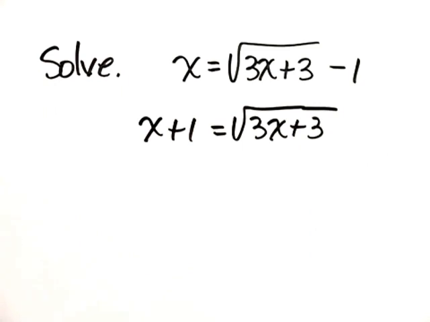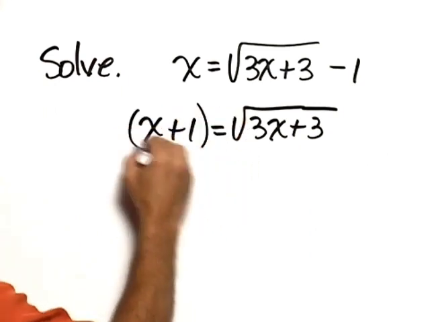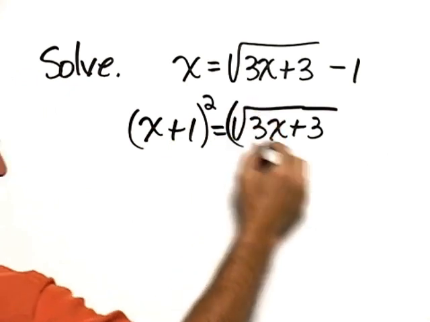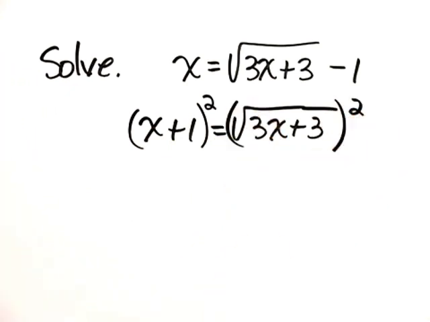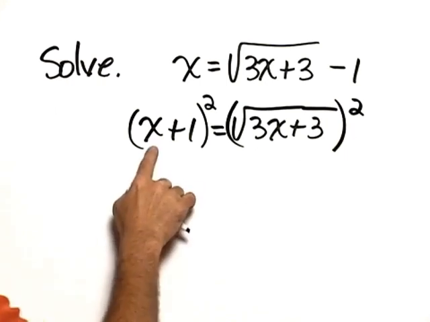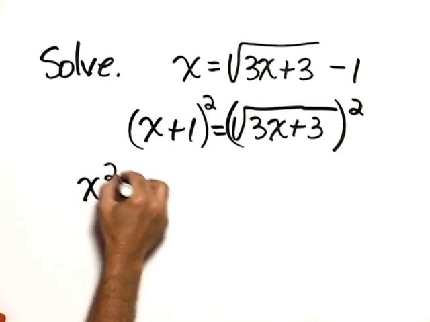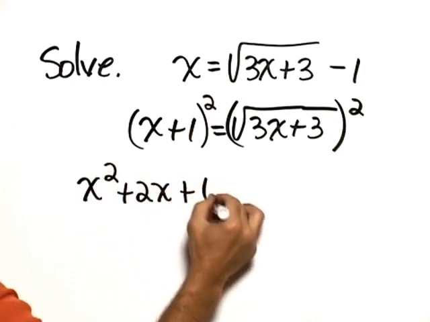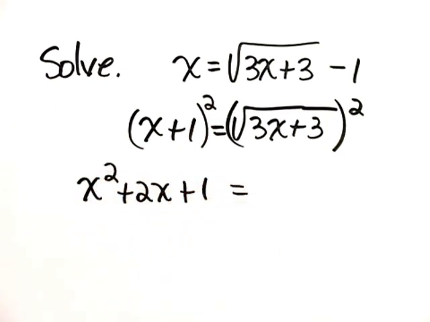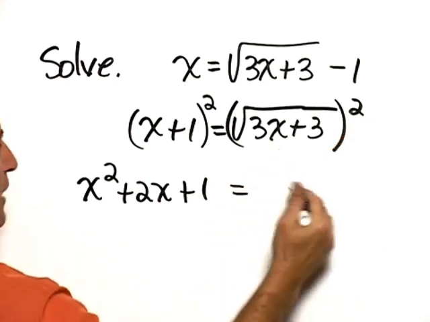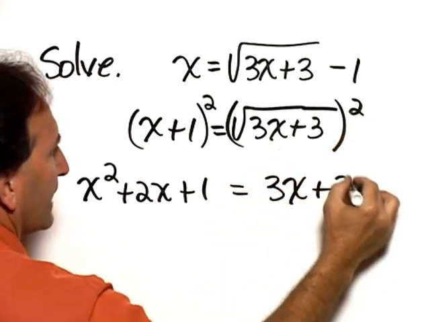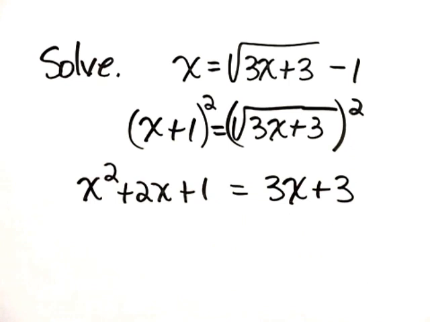Now, we square both sides. Put parentheses around the x plus 1 and square it, and then square the expression square root of 3x plus 3. On the left-hand side, we're going to expand this binomial squared. It becomes x squared plus 2x plus 1. And on the right-hand side, we have a square root squared, so we just get the radicand 3x plus 3.